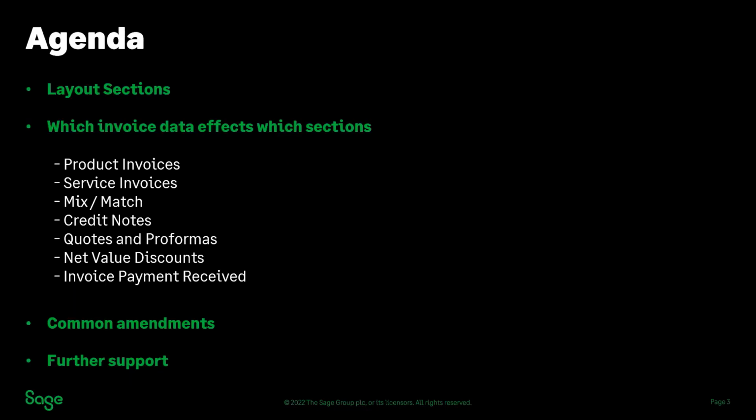So on the agenda for today, I'll explain a bit about why there are so many sections in the middle of the invoice layout and demonstrate an easy way of identifying which sections on the layout are affected, depending on the type of data entered in the invoice. Now, there are a lot of different invoice scenarios, and I've put the ones I'll be covering with you today in white on the agenda. So I'm hoping that one or more of these will apply to you, and I'll be demonstrating some of the most common amendments requested as we go through the different types of invoice. And finally, I'll touch on where you can get further support.